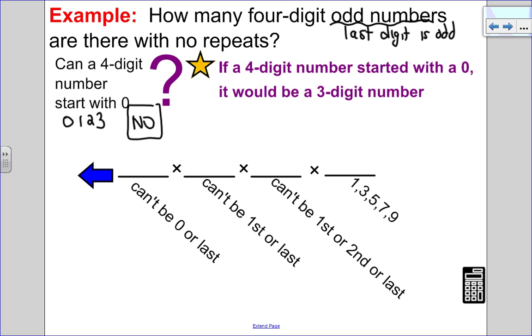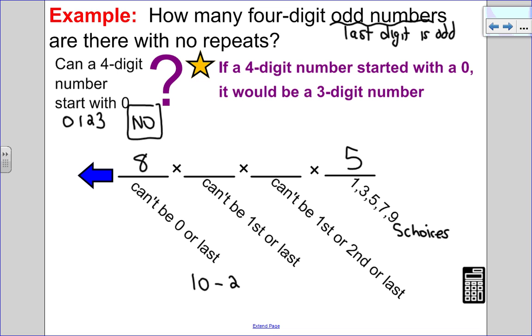So let's start with our last digit because that's where my big restriction is. It has to be an odd number. So you can see here there are 5 choices. So since there are 5 choices, I put a 5 there. Okay. Now the first digit can't be 0 or the last. So 10 single digit numbers to choose from. Take away my 2 restrictions, can't be 0 or the last. That means I have 8 choices.